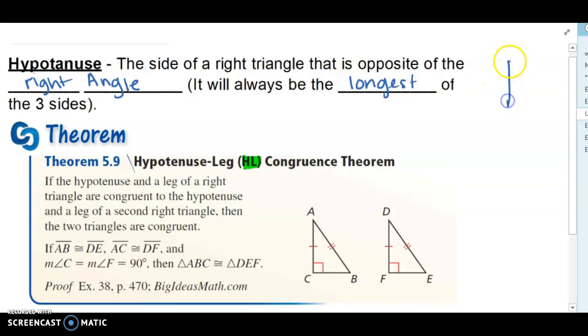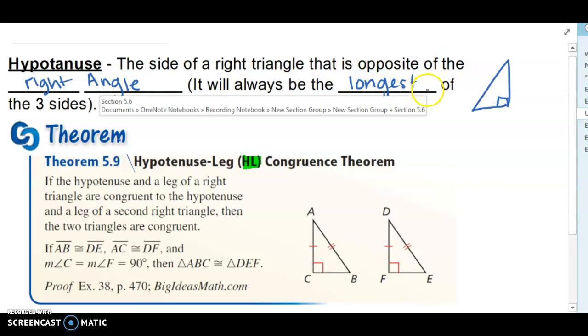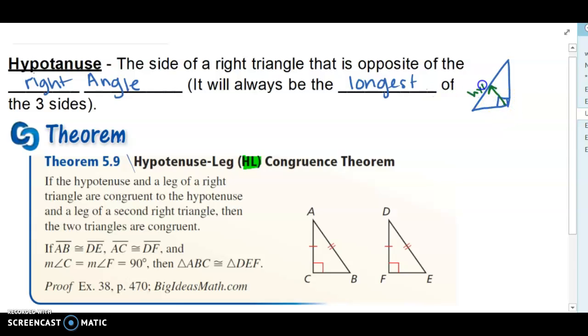Okay, so if I have a triangle here, and if I know this is my right angle, the side opposite of this angle would be my hypotenuse.